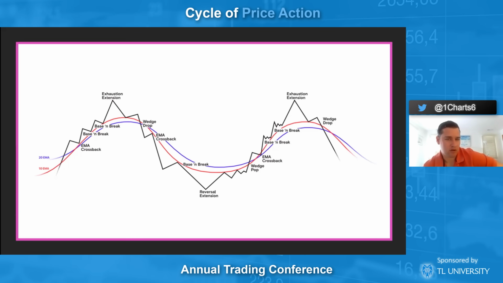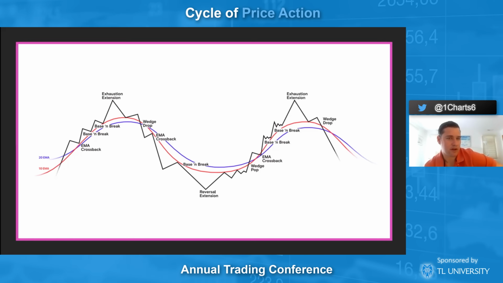And oftentimes you'll go through these exact same steps to the downside, but they'll happen much more quickly than on the upside. What might take 6, 8, 12 weeks, and I'm talking on the daily time frame, to the upside, that could be like 2 to 4 weeks on the downside. So you get the wedge drop, the EMA cross back, you might get a basin break, usually only one, and then you'll get a reversal extension. So that really is the whole price cycle.